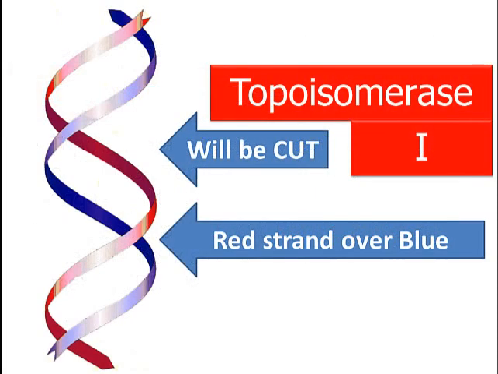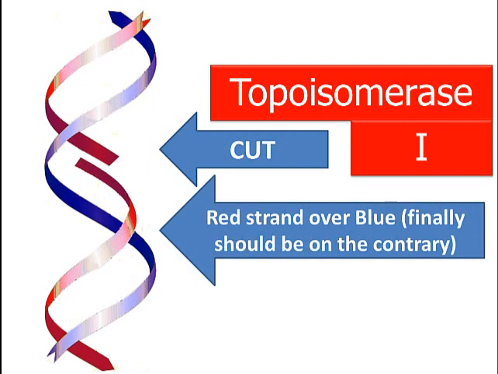Let's see what happens. This is a double helix and you have topoisomerase 1, the way it acts. The arrow shows the place it will be cut, and the lower arrow shows that the red strand is over the blue strand. The cut has been done, the red strand is still over the blue, and finally it should be on the contrary.